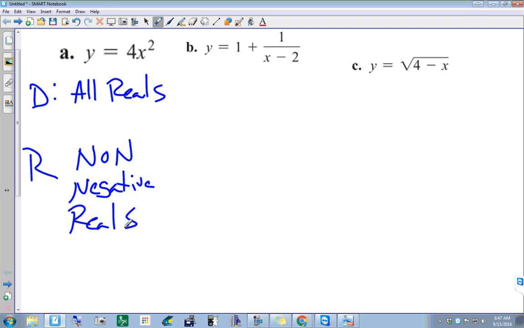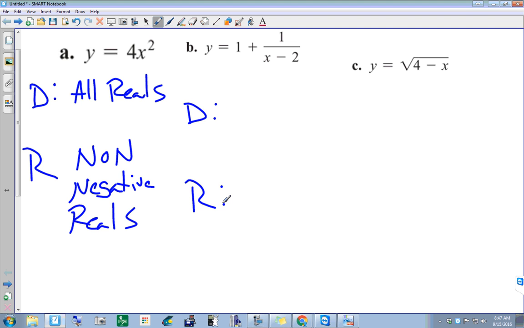Now, the reason why I didn't say positive on here is 0 a possibility. If I put in 0, I get out 0, perfectly legal. 0 is a possibility. Is 0 positive? Nope. Is 0 negative? Nope. So, that's why we go and say that it is non-negative. Okay? Because it's not a negative. Now, B. Think about this one. Domain and range again.